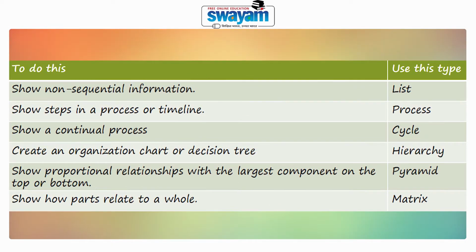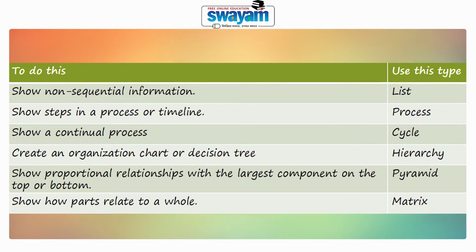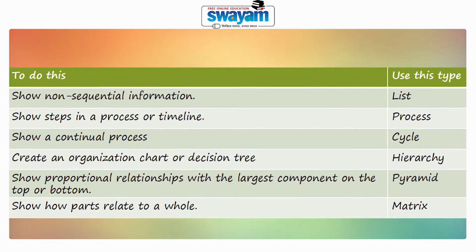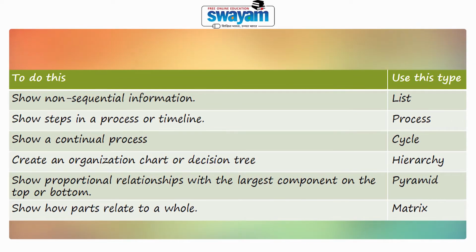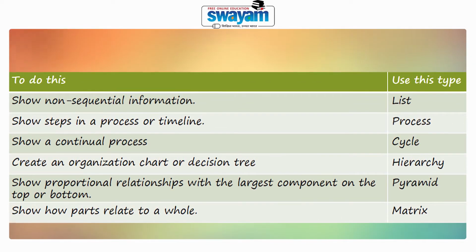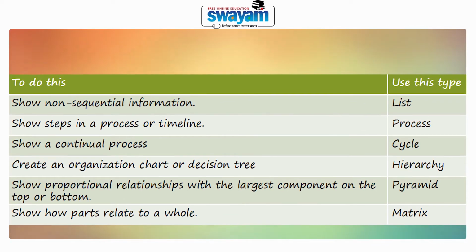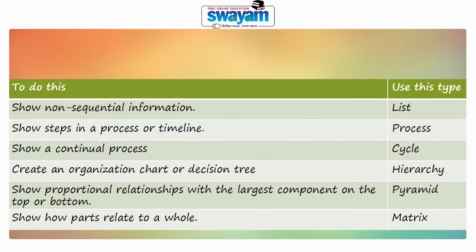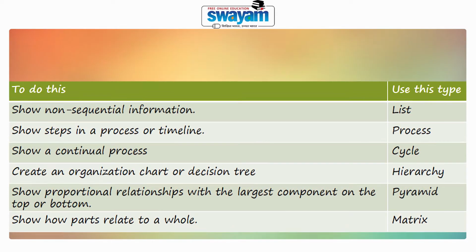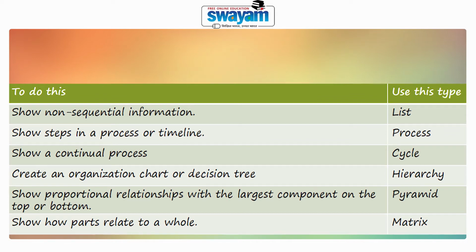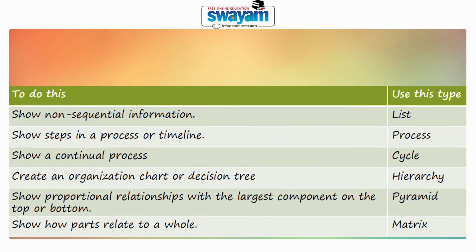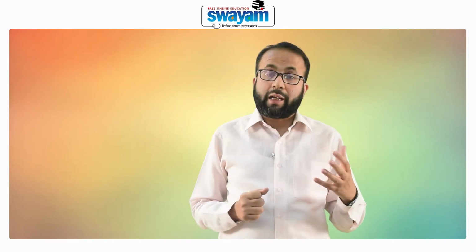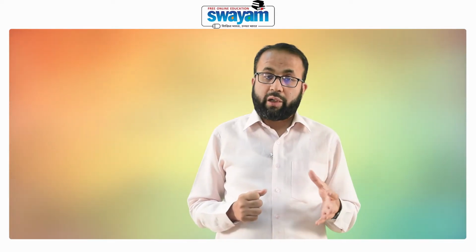To show a proportional relationship, with the largest component on the top or bottom, we use a pyramid layout. That means if we want to show something which has the largest at the bottom and the smallest at the top, we use a pyramid type of structure. To represent how parts relate to a whole, we use a matrix layout. That means you will show a small part and how this small part is a part of a whole diagram. We will use a matrix type of layout.